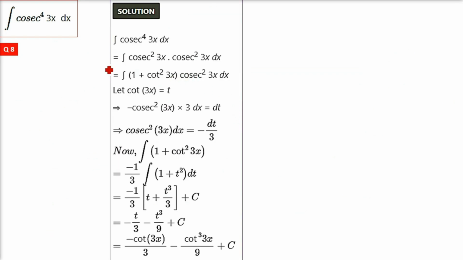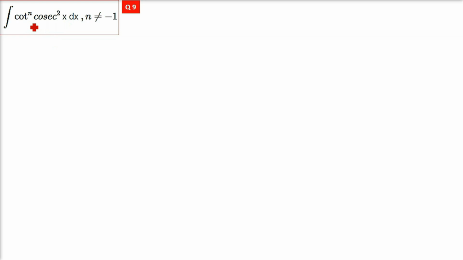Just try putting sec 4x, cosec 4x in your mind, and that will solve it. Only cosec square is 1 plus cot square, and 1 plus tan square is sec square. If you remember that, this question will be very easy for you, even the previous question. Now, don't worry about this n not equal to negative 1, cot raised n. What is this? How are we going to go about it?